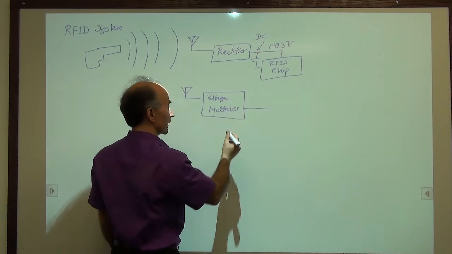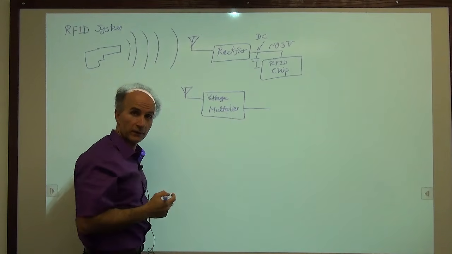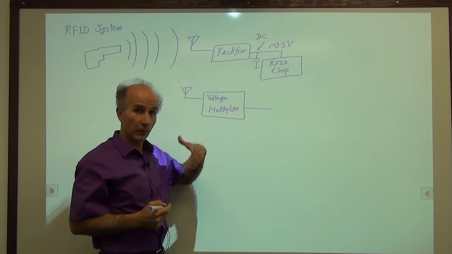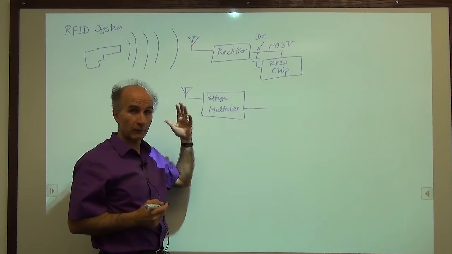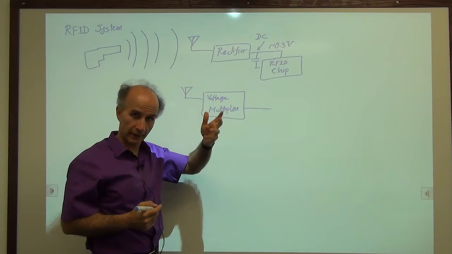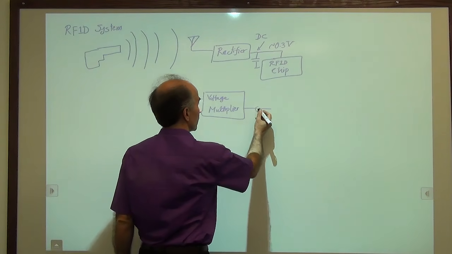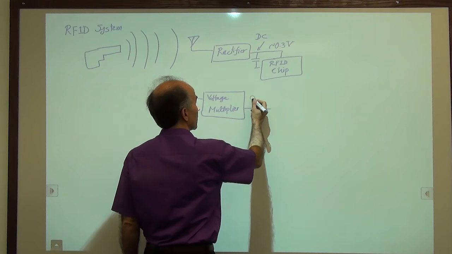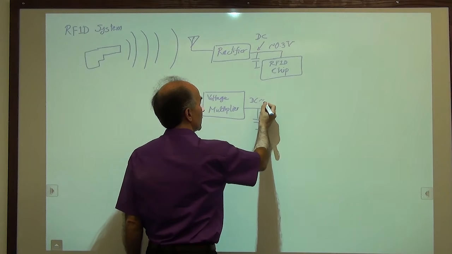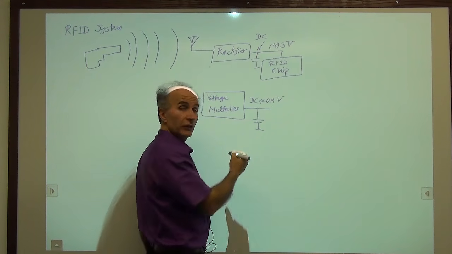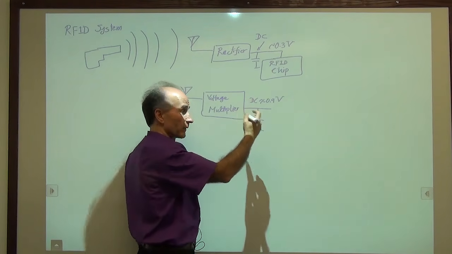And a voltage multiplier is more than just a rectifier. It multiplies what we could be getting here by some number. For example, if it's a voltage doubler, we double that. If it's a tripler, we triple that, etc. So the DC voltage that we get here is now maybe 0.9 volts. And that's good enough, that's high enough to drive the chip.